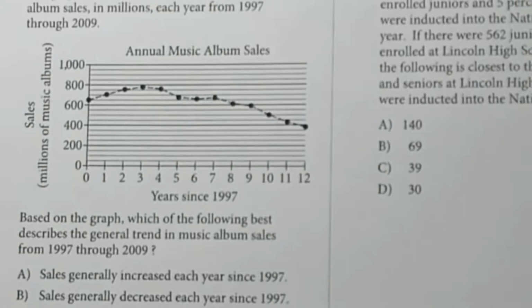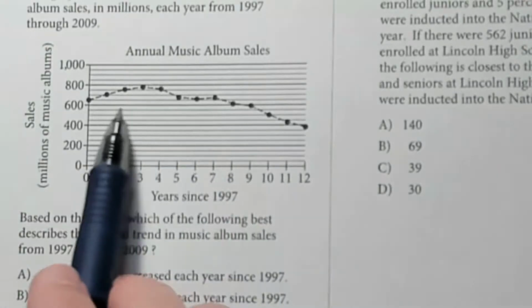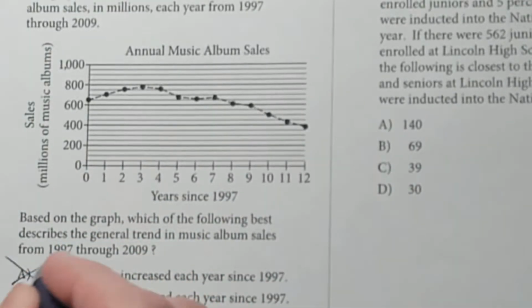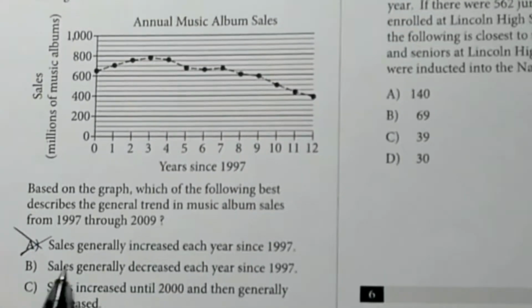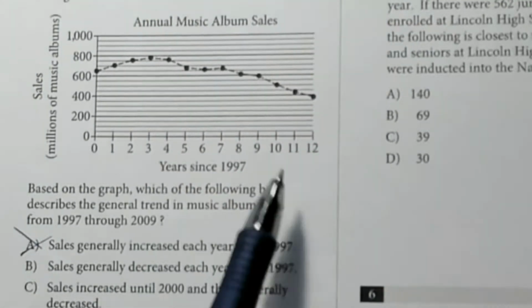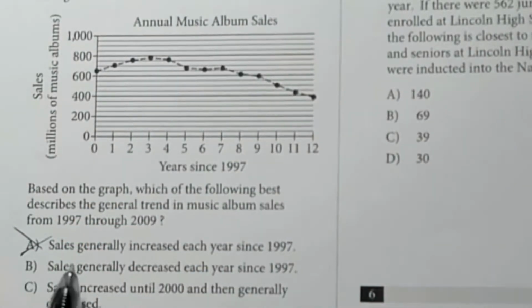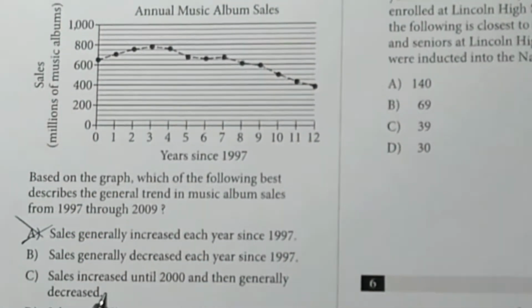All right, well here I think we could just kind of look and go through each one. So letter A, sales generally increase from 97. No, that's not true. It's decreasing, right? So I'm going to cross this one out. That one's no good. B, sales generally decrease. Well, that kind of is true. We do have a little bit of an increase right here, though. So I'll leave that open.